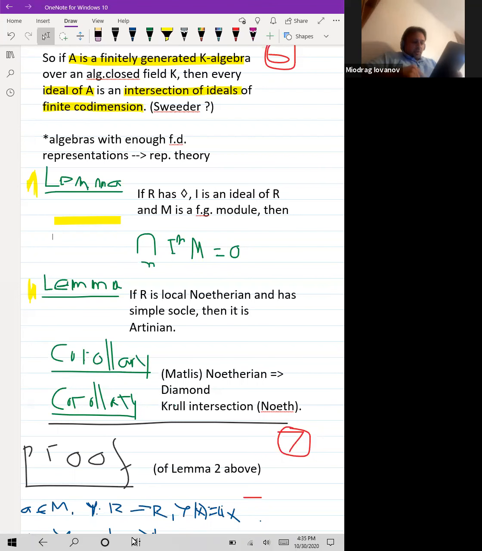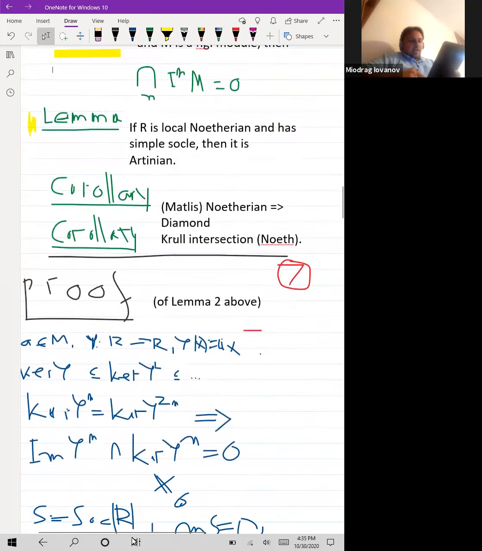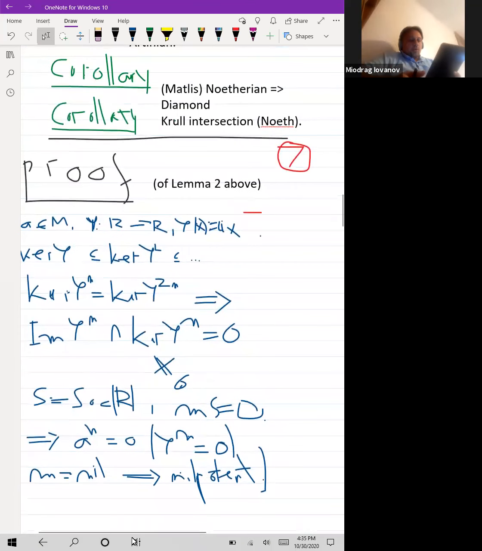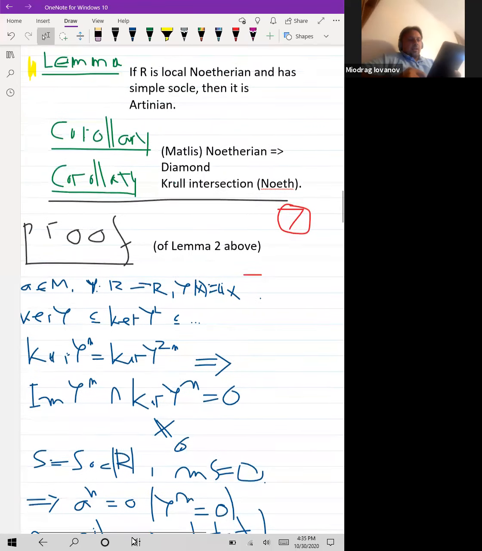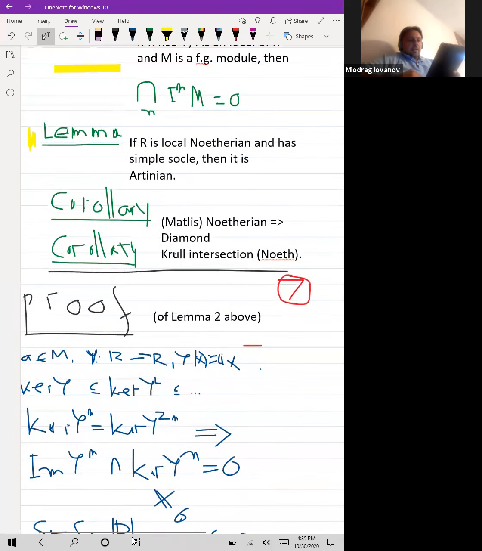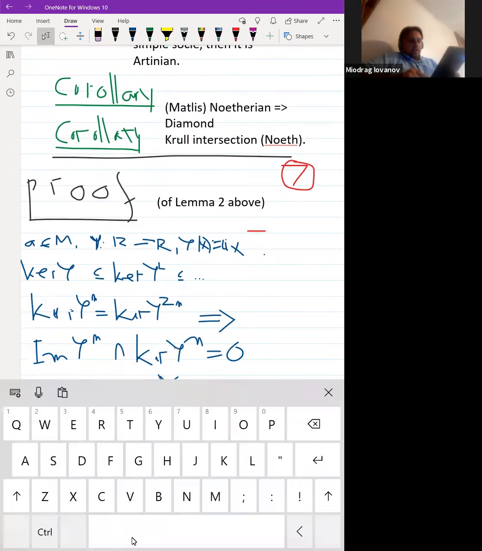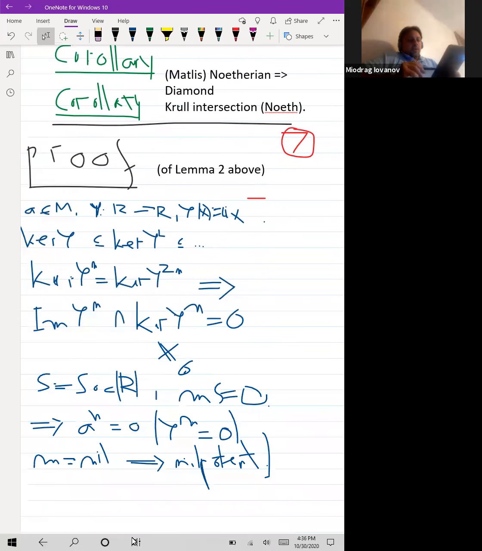So I actually wrote one possible proof here. The reason I did this, and some of the things I'm trying to do, is to write things in a way that would carry over to the non-commutative world. So for example, I want to prove this lemma: if you have a local Noetherian ring with simple socle, then it's Artinian. So how would you do something like this? Again, this is not new, but it is an example of something that you could try to phrase in a way that's perhaps applicable to the non-commutative world.